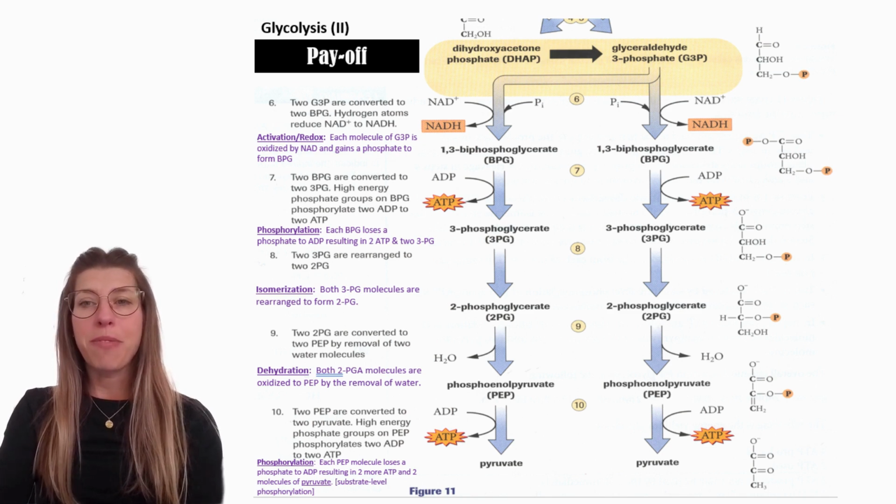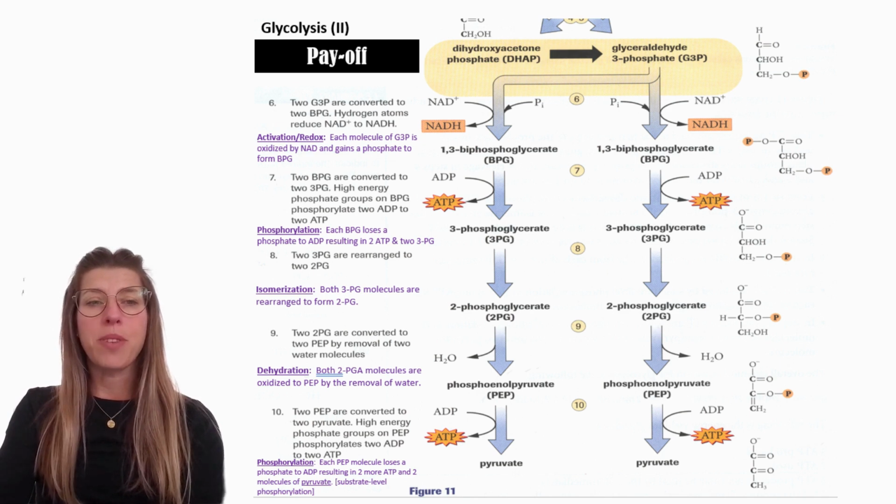That was the product of step 5. Remember, there's 2 of them that were produced due to splitting in part 5. So now we're going to be seeing 2 pathways, each of them being exactly the same. It's just to show us and remind us that this is happening to each G3P compound.